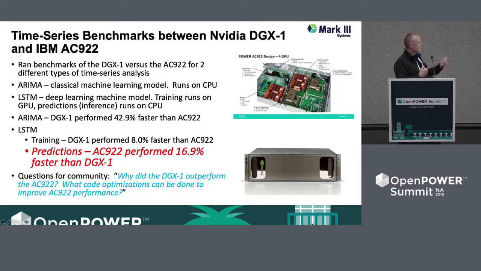For the LSTMs, the training on the DGX was 8% faster than the AC922. Not really a statistically significant difference. That 8% may just be because of the 32 gig version versus the 16 gig version. I don't know for sure. But one of the important parts was the predictions, the inference. The AC922 actually performed faster than the DGX1. The inference or the predictions for the LSTM run on the CPU. So in one case, the DGX1 was using just a CPU, in another case it didn't.